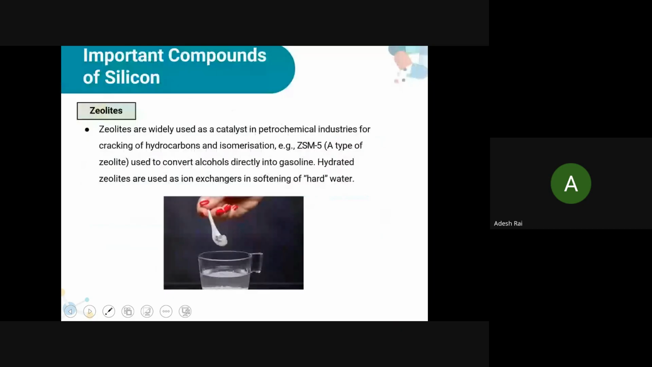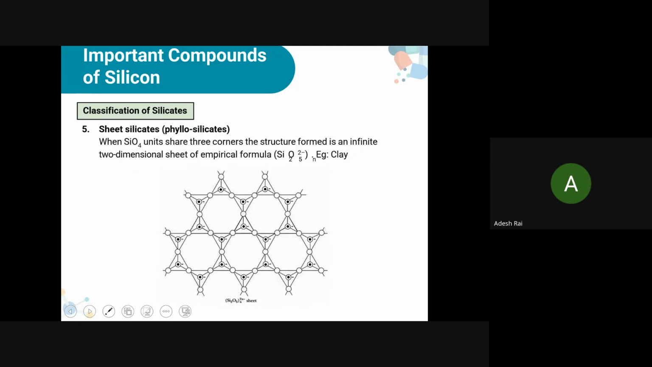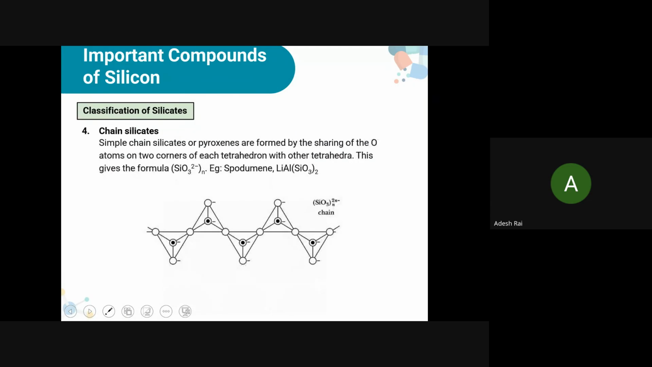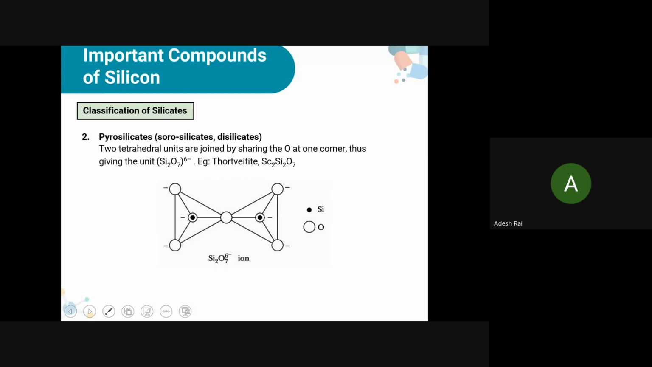See, if you go through the units, leave the corners aside. For sheet silicate, what is the basic unit? Si2O5, overall charge 2-. Then for chain silicate, you can use Si2O5 2-, but this is actually for double chain, not for chain. For chain we have SiO3 2-. For cyclic also we had the same, SiO3 2-. For pyrosilicate we had Si2O7 6-.